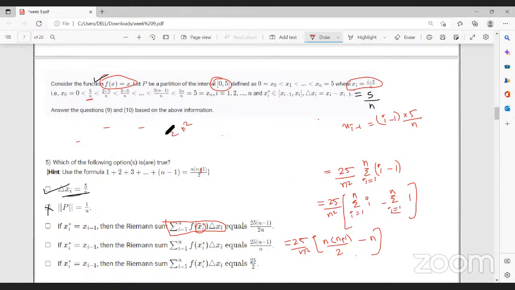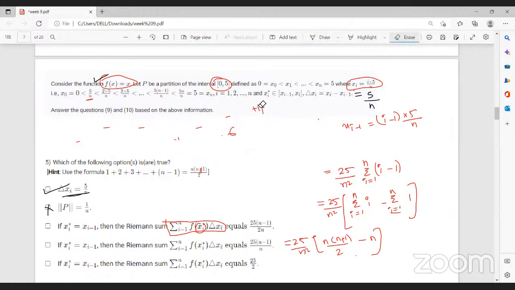Summation of n square, can you tell me what it is? n into n plus 1 into 2n plus 1 by 6, I think. Yes, this is for n square. Here we are dealing with n and constant only. If it is n, you can simply write n into n plus 1 by 2. If there is a constant, it is n times the constant.